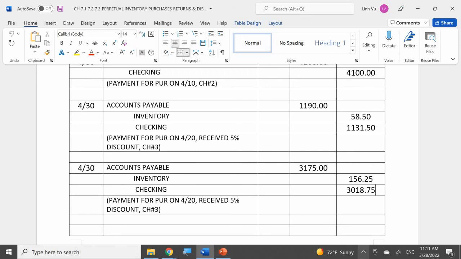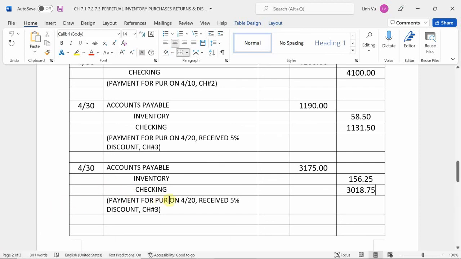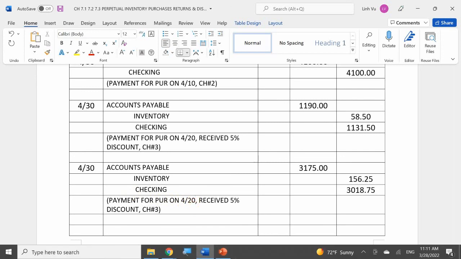Okay. Hold on. You said $156.25, $156.25 minus $3,175 is $3,018.75. Yeah. Right. Good. So then payment on purchases made on April 25th. Received a 5% discount. Check number 4.